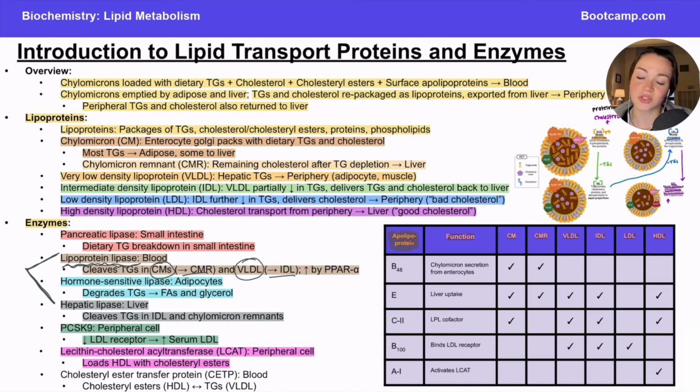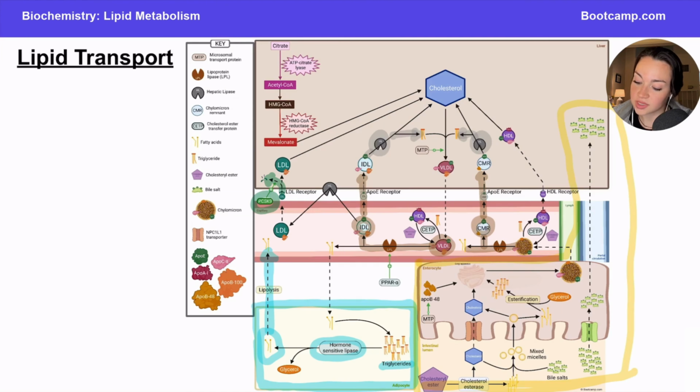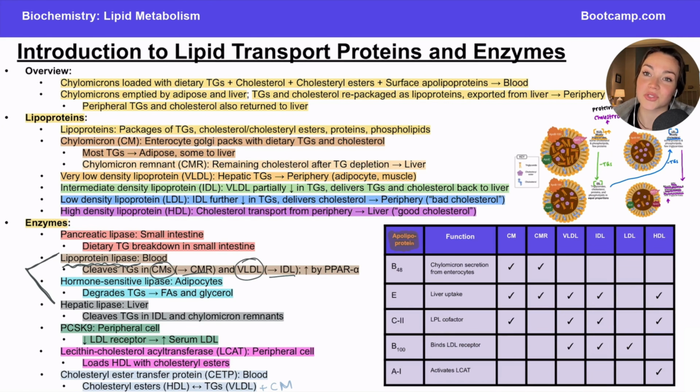And then the last enzyme we're going to talk about is called cholesterol ester transfer protein, or CETP. This is going to be in the blood, and the point of CETP is to trade the cholesterol esters that are in the HDL with the triglycerides that are in VLDL, as well as some that are in chylomicrons. You can see those trades happening here on our diagram, swapping the triglycerides for the cholesterol esters between the HDL and the VLDL and the chylomicrons. There are important clinical implications for that we'll talk about in the next video.